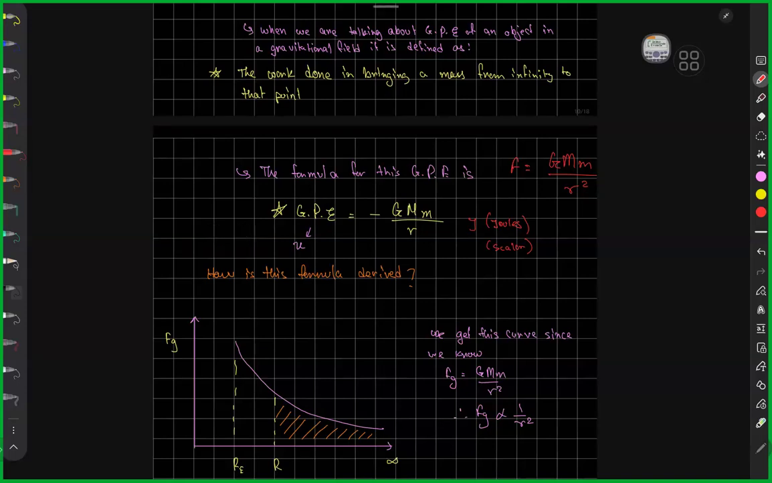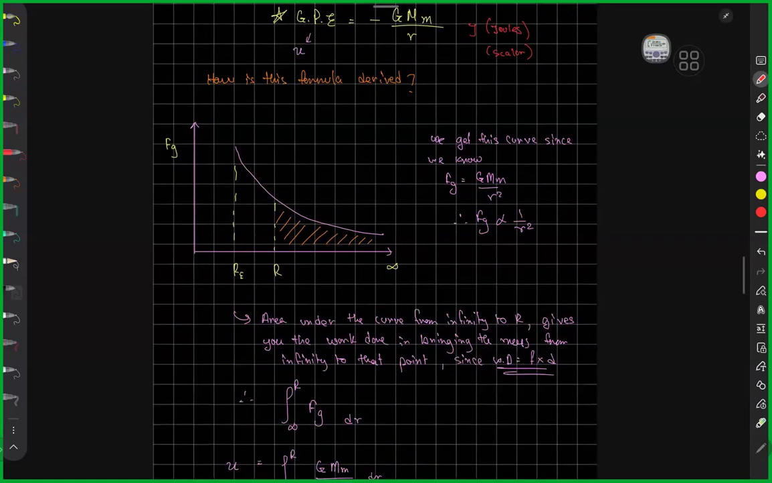Anyways, don't get confused between the force and gravitational potential energy formulas. And by the way, this formula comes from the force formula. Okay. Don't get confused between the two formulas, because most people will use them interchangeably, and that's a problem.